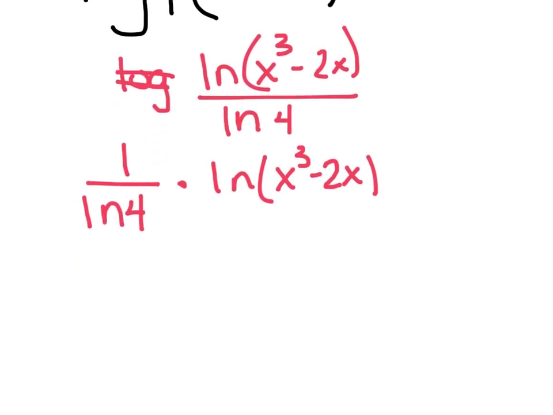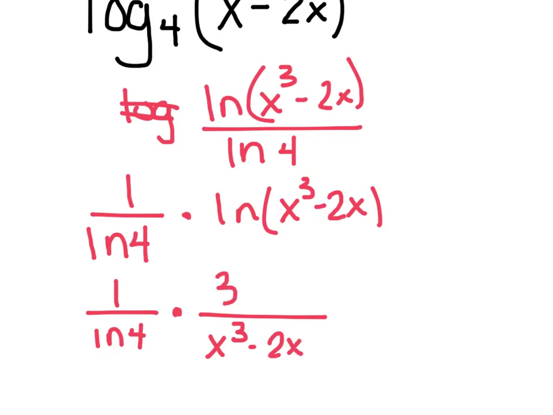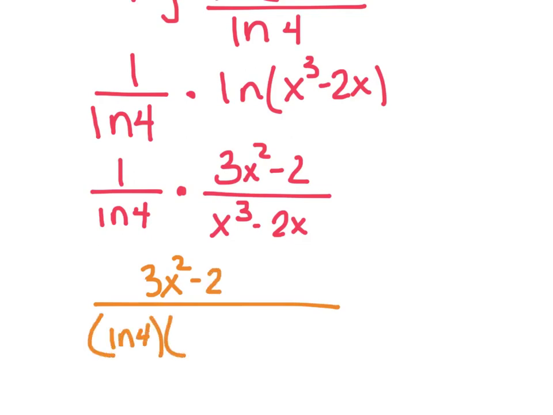Now I've got one quick derivative. Remember, this is just a coefficient, 1 over the ln of 4, times, this is a quick du over u. My u is x cubed minus 2x, so its derivative is 3x squared minus 2. And again, lastly, I'm just going to multiply it to put it together. I would say on top, I've got 3x squared minus 2, divided by the ln of 4 times x cubed minus 2x. And there you have it. That is our simple rule for the night.